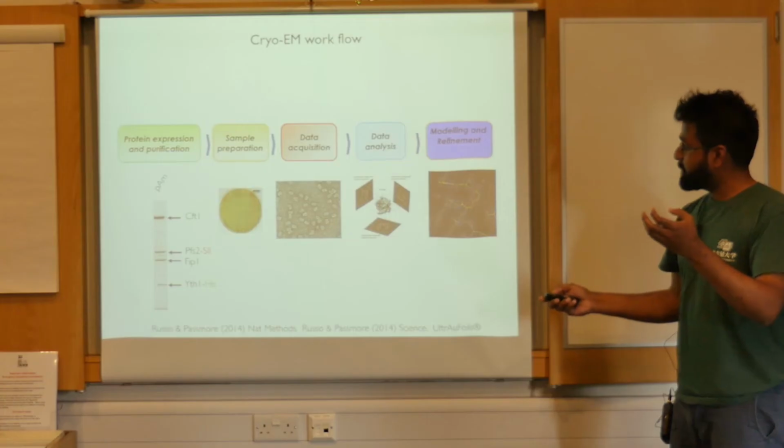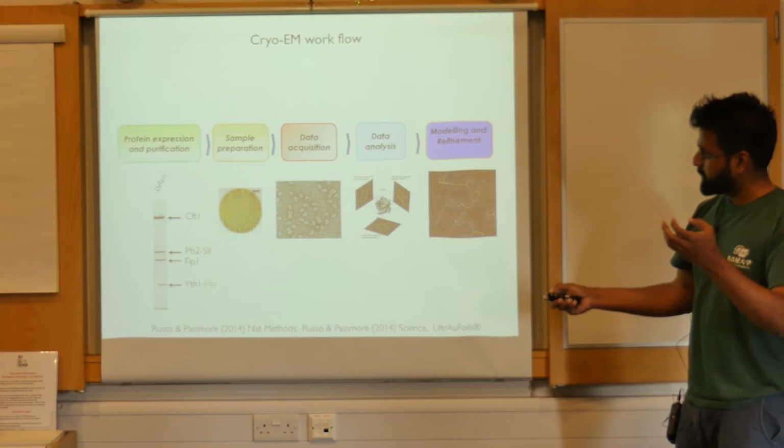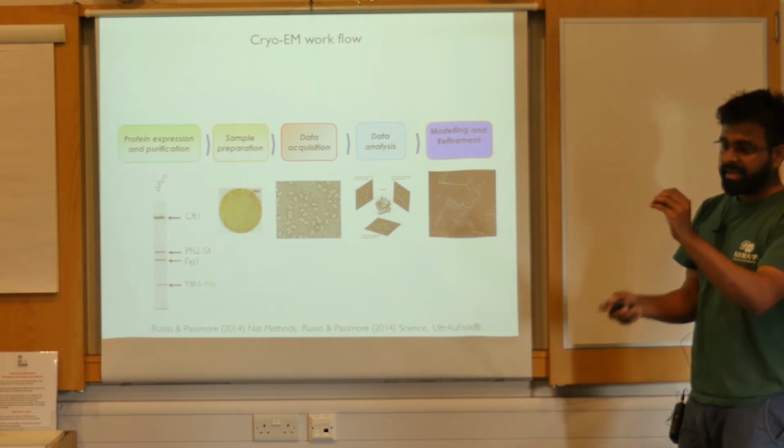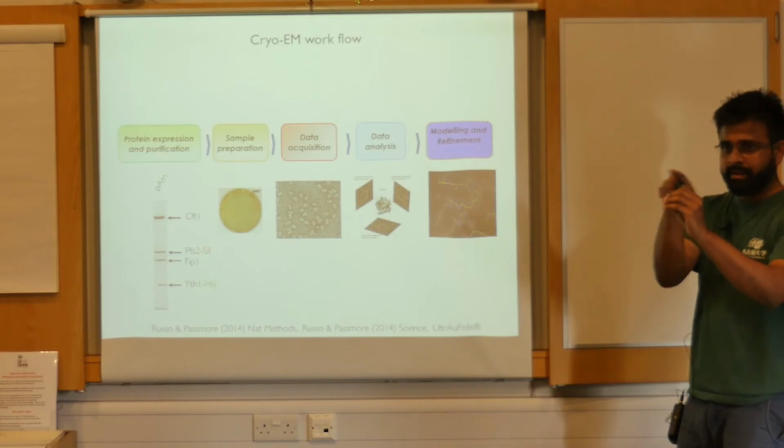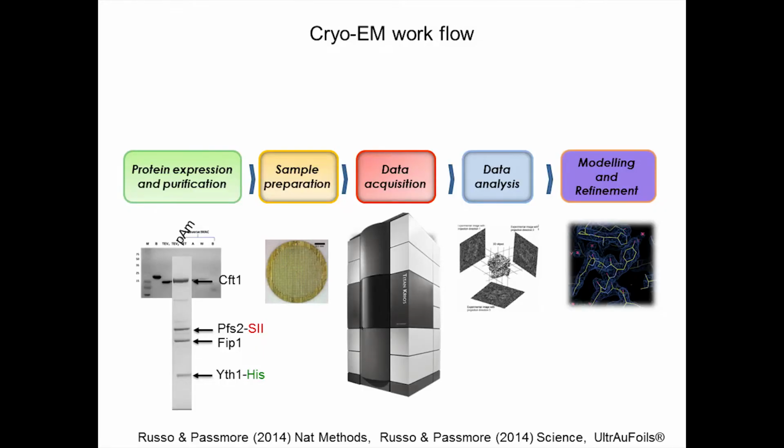I need stable supports like the one shown here. So these are tiny circular discs that have tiny meshes in them, and these are made of gold. What you do is you take your protein and put it on top of the grids, and then you freeze them in liquid ethane very rapidly at minus 189 degrees Celsius. And this frozen sample is then introduced into the chamber of a microscope.